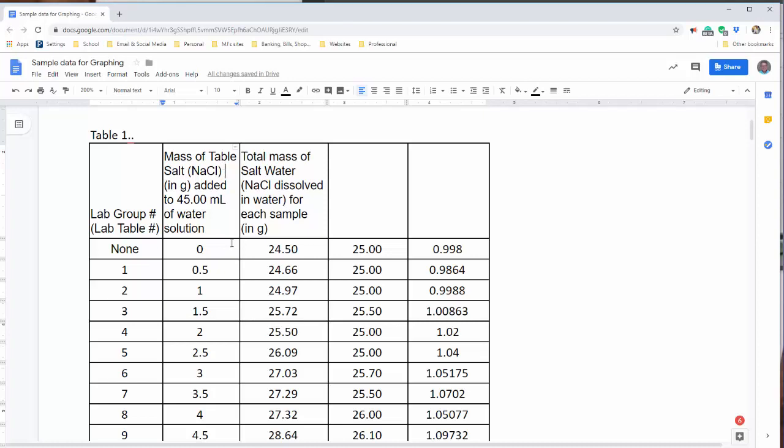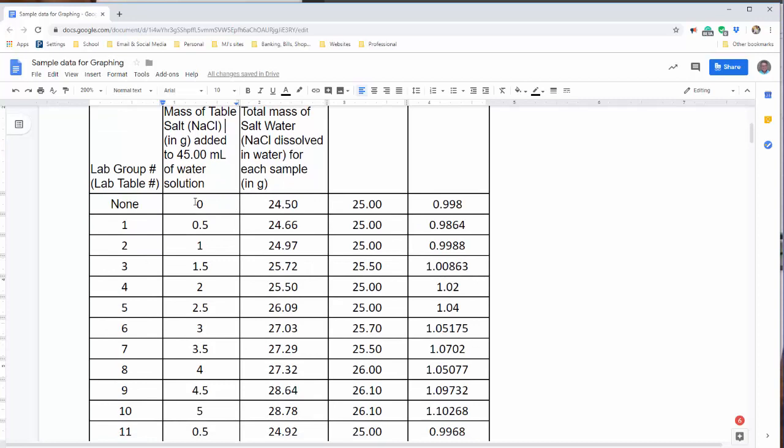So then you've got the data you've gathered. Okay? In this case, they say they've weighed out 0.5 grams of table salt. Anybody see any problems with that?